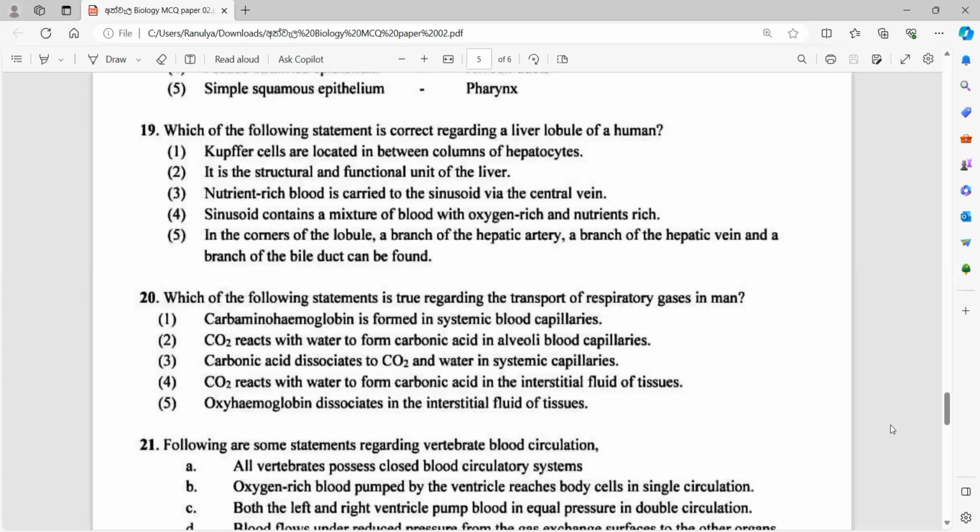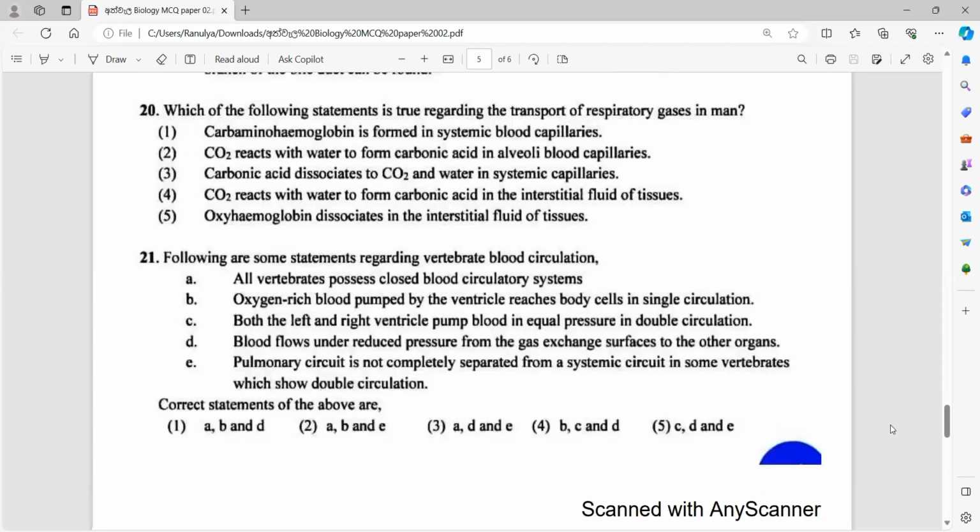That one is pulmonary and systemic. Pulmonary means the blood goes from the heart to the lungs as deoxygenated blood and picks up oxygen. Systemic means the blood supply to the body organs. Right? So for the 20th question, the answer should be first answer.